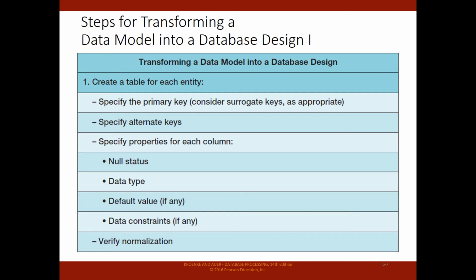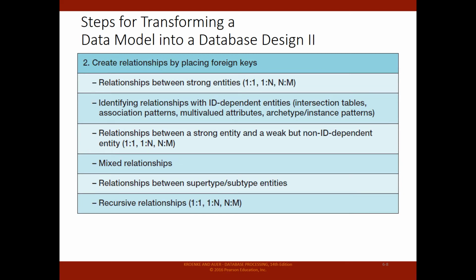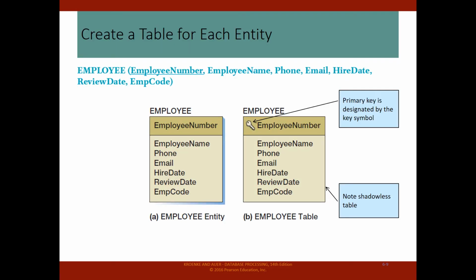Then to verify normalization. So the second step is to decide where to put the foreign key. So there are rules of thumb for where to put the foreign key in which table. And I noticed that the book doesn't explicitly mention them, but I would recommend that you take notes about them because I'm going to tell you what they are. It will make it much easier for you. And we'll talk about them in a little bit. So now let's look at the first step.